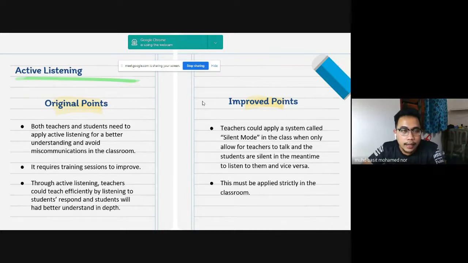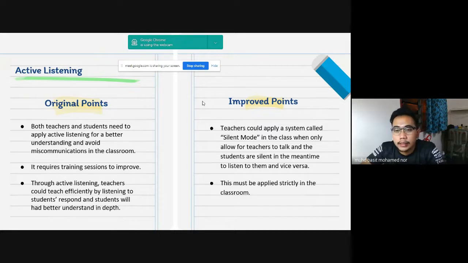And this active listening needs training sessions to improve. Through this active listening, teachers could teach efficiently by listening to student responses, and students will have a better understanding in depth. So for the improvement, I propose that teachers could apply a system called silent mode in the class, where only the teachers are allowed to talk and the students are completely silent in the meantime to listen to them, and also vice versa. When it's time for the students to talk, the teachers must be completely silent.